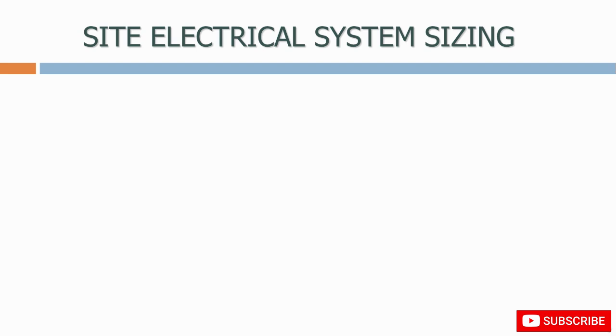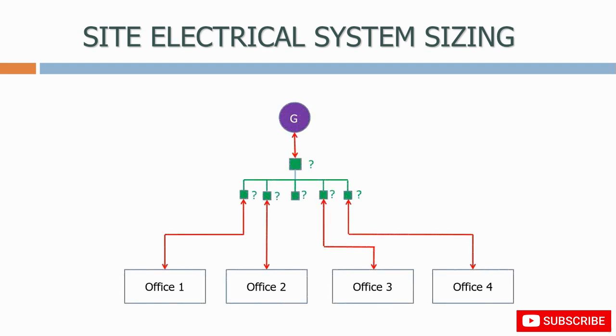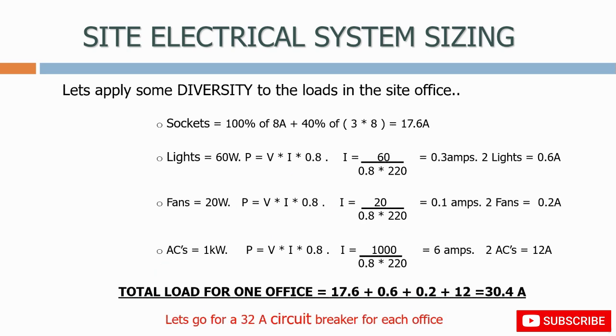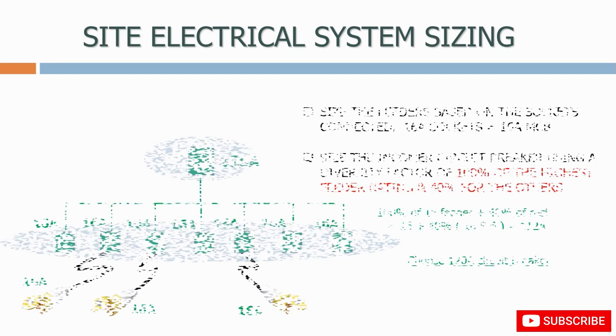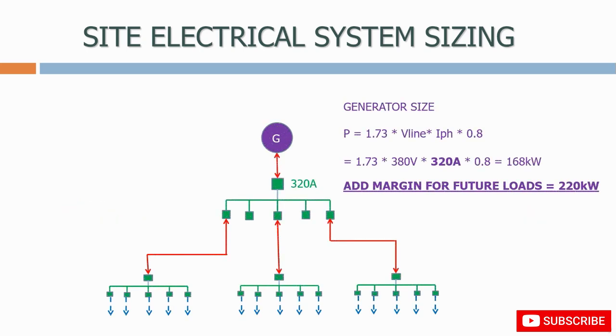In the next section, we look at how we size an electrical system, starting off with the circuit breakers. Next, we provide a simple methodology for sizing the circuit breakers to feed a typical site office, and also introduce the principle of electrical diversity. We then go on to size the circuit breakers in a main distribution system, before finally looking at how we size a generator.